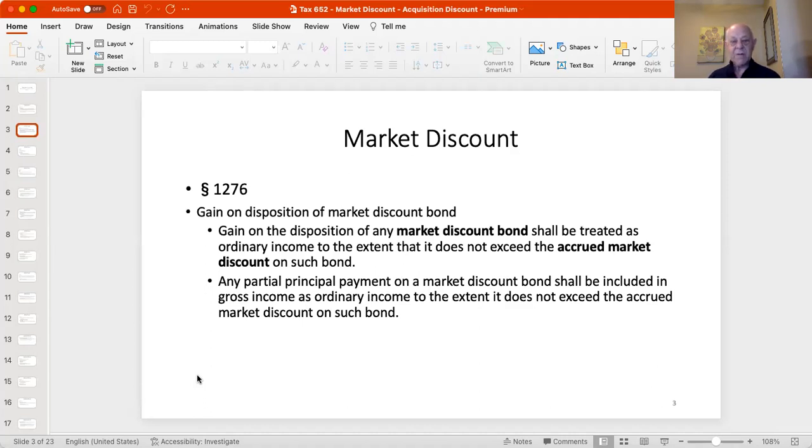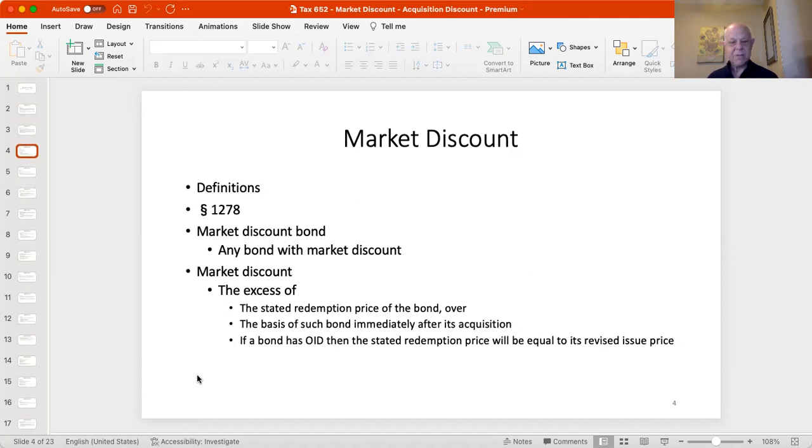Again, the rule in the code in 1276 is that the gain on the disposition of any market discount bond shall be treated as ordinary income to the extent that it does not exceed the accrued market discount. So that's what we computed in that example when we took the days held over the time to maturity, multiplied that by the total market discount, and came up with a number. We said any gain up to that amount is going to be treated as ordinary income, and any gain in excess of that amount is going to be capital gain. We could ignore the partial payment rule. Let's just forget about that.